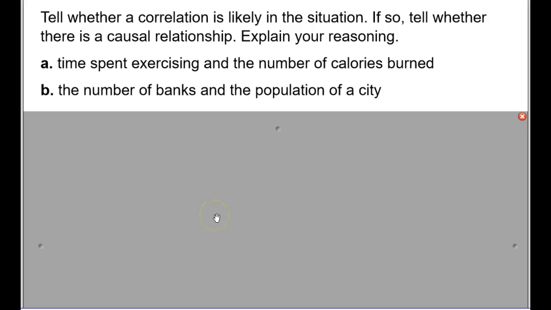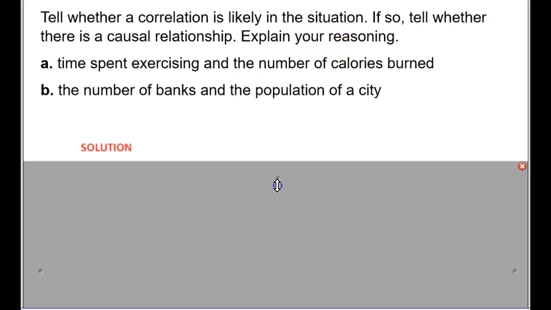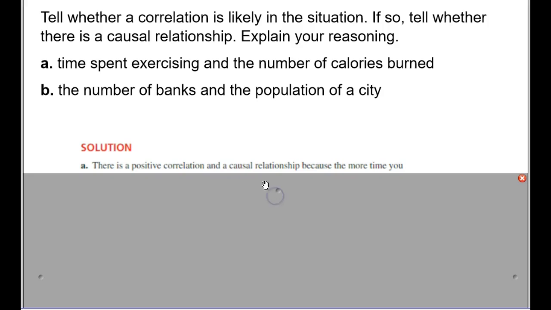Okay, so now we're looking at correlation and causation. This is that final learning target: tell whether a correlation is likely in the situation, and if so, tell whether there's a causal relationship. A causal relationship just means, did the first one cause the second one to happen? Let's look at part A, time spent exercising and the number of calories burned. These two things generally go together. If I spend more time exercising, then I will burn more calories. So that would be a positive correlation, and this is a causal relationship, because doing this will cause the second one to go up.